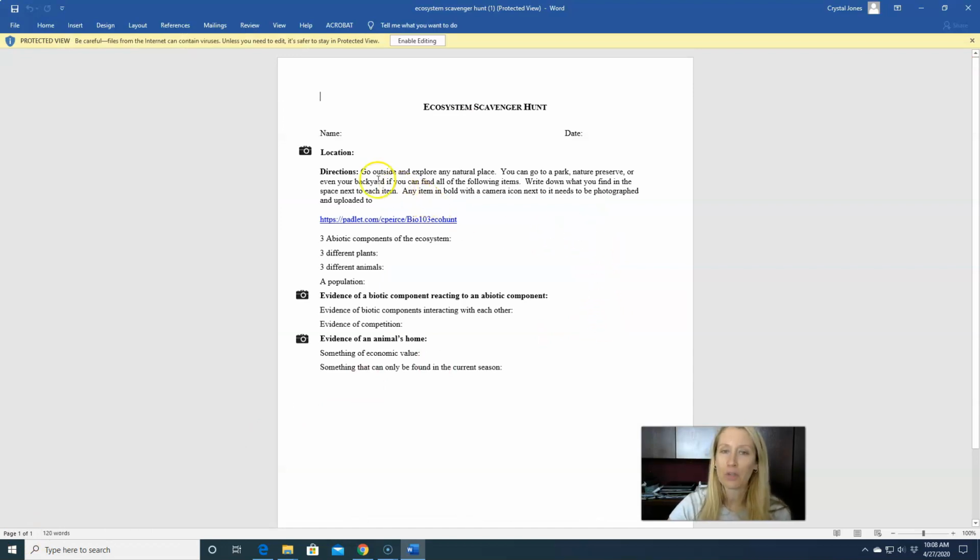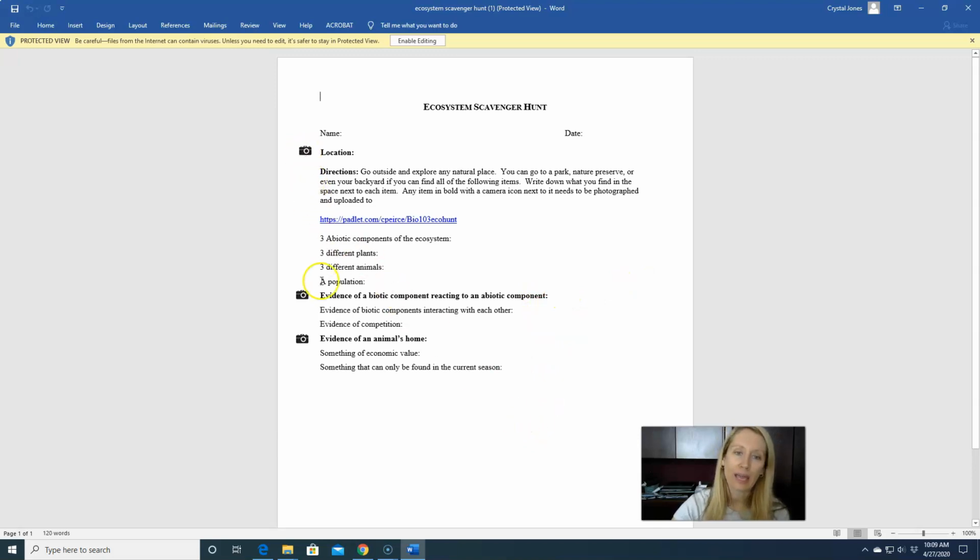So again, you're going to go someplace, you're going to tell me sort of where you are, and then you're going to look for different things. You're going to look for abiotic components of the ecosystem, plants, animals, give me a population. Tell me where biotic components are reacting to abiotic components. And you're going to write these things out for me.